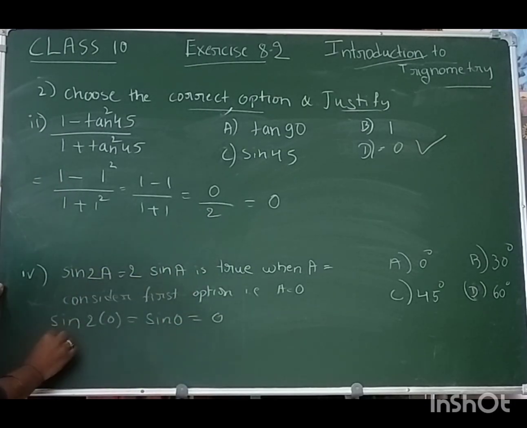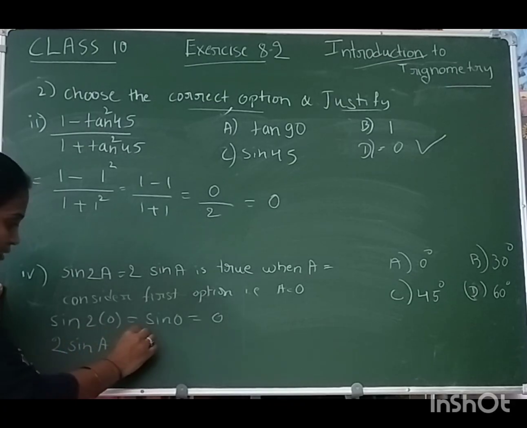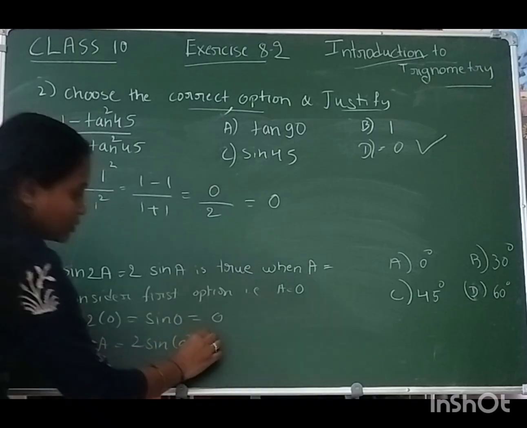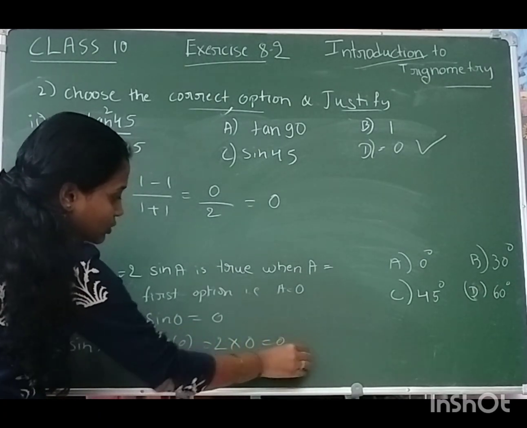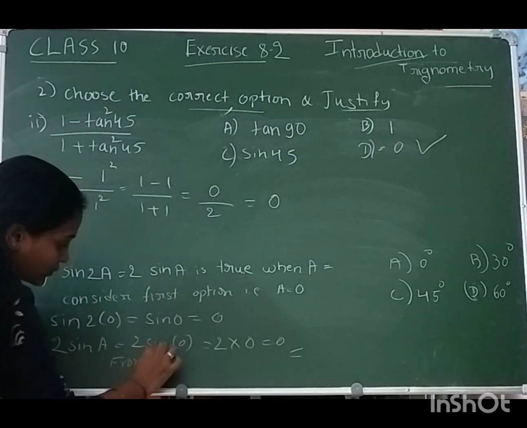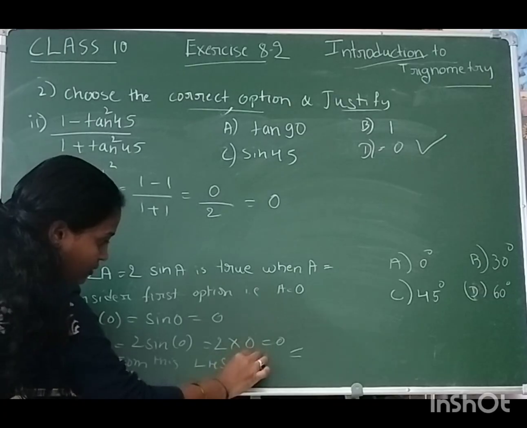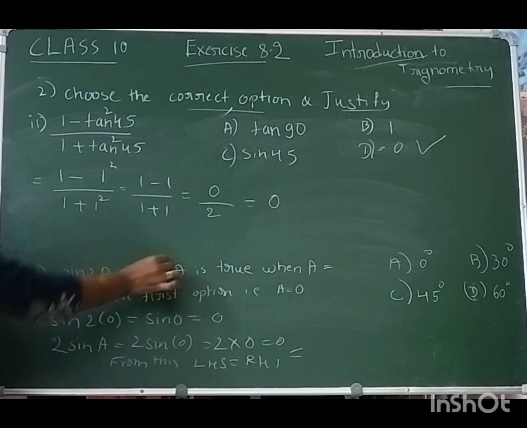We'll take for the RHS. That is 2 sine A will become 2 sine 0. So 2 into 0 is 0. So from this we got LHS equal to RHS. So angle A is equal to 0 is the right answer for this.